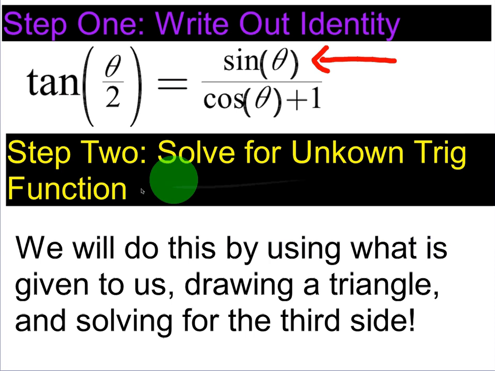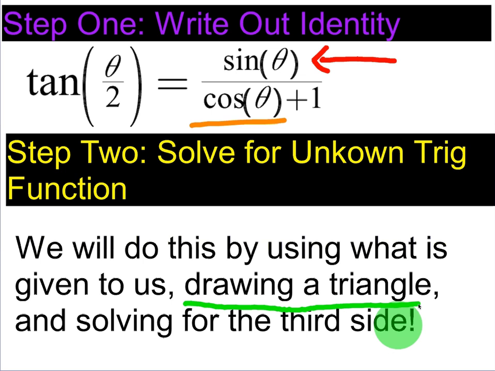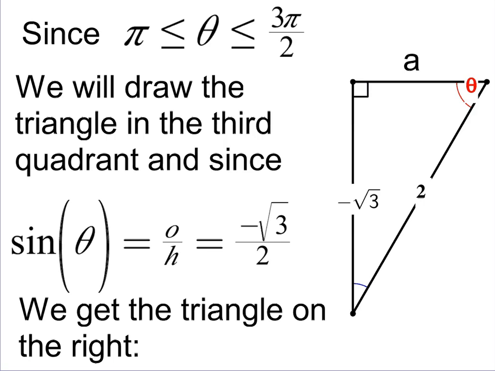Solve for an unknown trig function. So in this case, we need to solve for cosine of theta. Let's read this together. It says we will do this by using what is given to us, drawing a triangle and solving for the third side. As I've said before, always draw a triangle when trying to figure out the other trig ratio. That way, just the visual really helps me, and I think it'll help you as well.